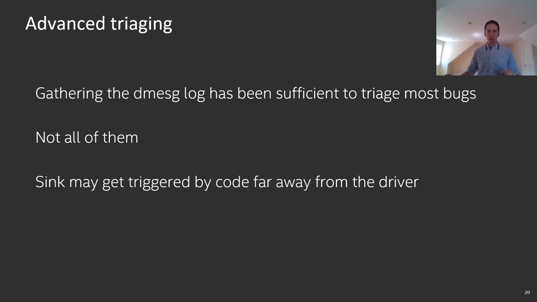For most bugs that we found using the fuzzer, this type of triaging was perfectly adequate. We can just look at the dmesg information, and that will be sufficient to find the bug. Usually we just have to look at the source code and it is quite evident what the issue is. Unfortunately, not all the time. Sometimes debug triggers in code that's actually far away from the driver that we are actually fuzzing. And then it requires a little bit more inspection to figure out what went wrong.